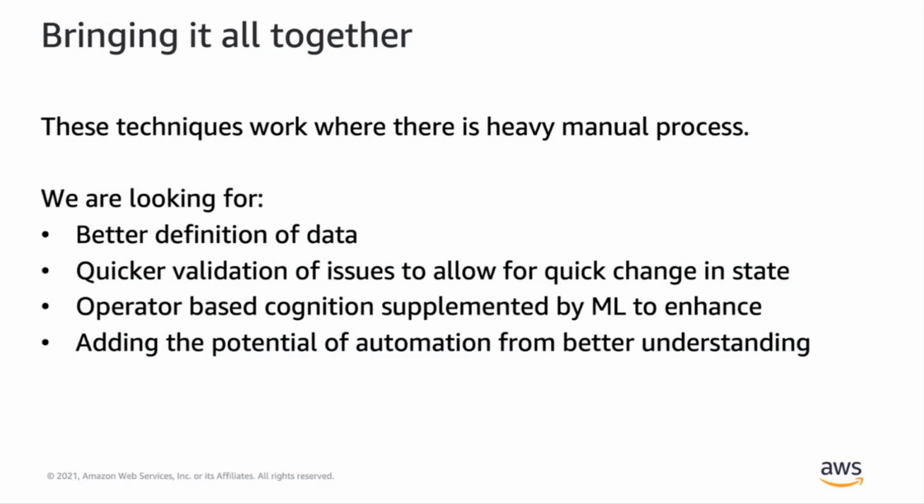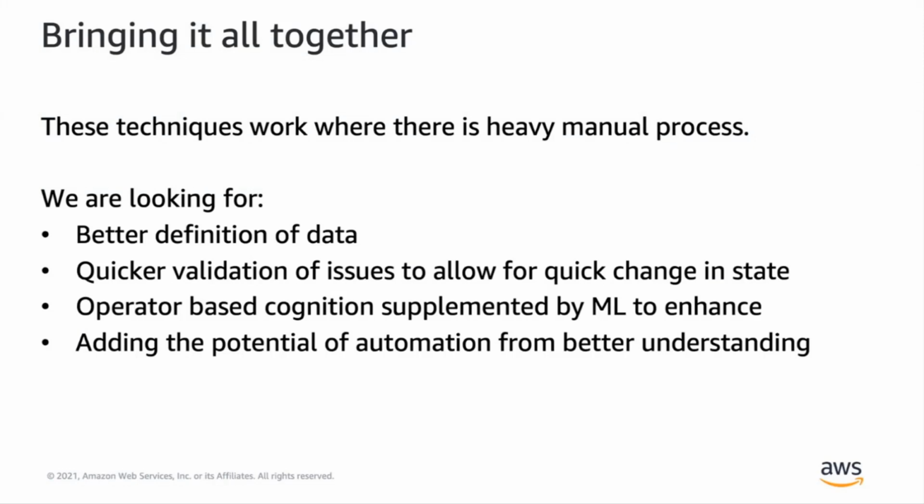So we're looking for a better definition of data. We're looking for data from the products, so the devices that are making things, and that's OEE in general. But we're also looking for better data from the actual production line itself and the product that's being made. But then we need quicker validation of issues. We need to be able to allow a quick change in state. So if something's happened, if something's broken, somebody's pushed that Virtual Andon, we need to stop everything. But we also need to be able to show the data up until the time it stopped.